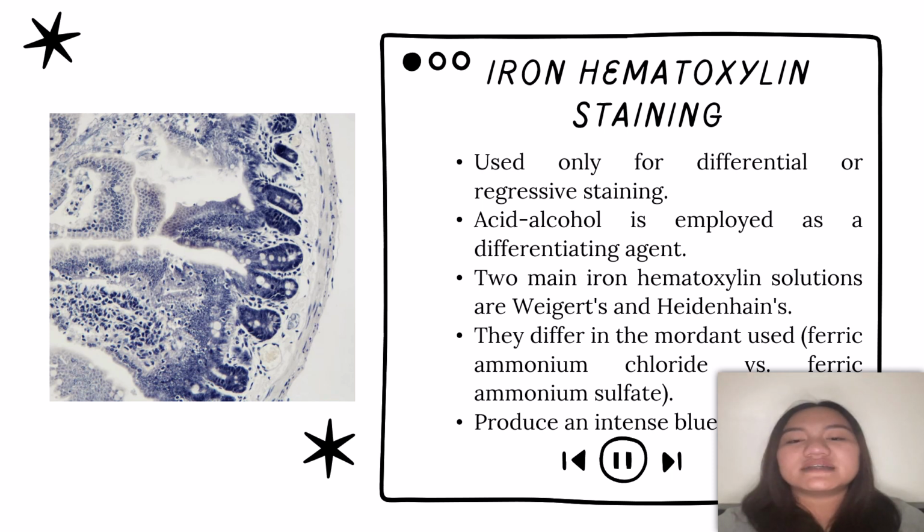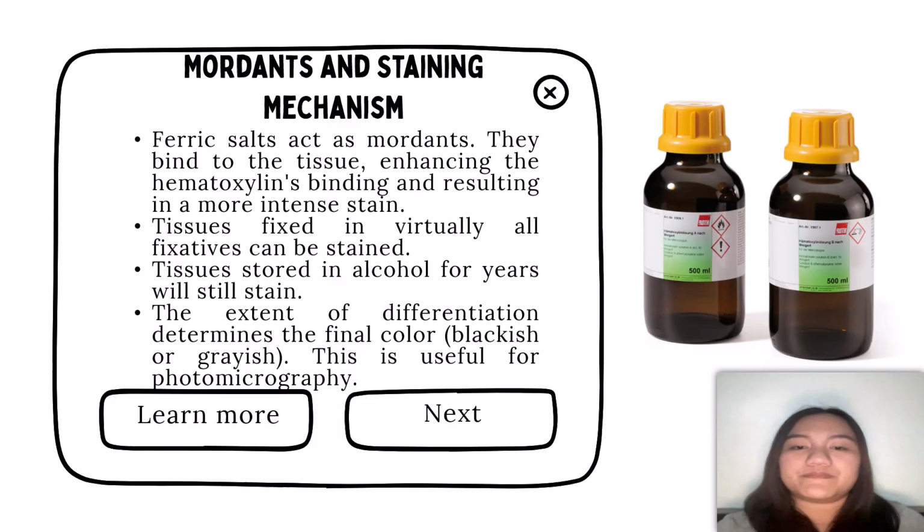Iron hematoxylin staining is used only for differential or regressive staining, because acid alcohol is employed as the differentiating agent. It has two main iron hematoxylin solutions, which are Weigert's and Heidenhain's. They also differ in the mordant used, ferric ammonium chloride versus ferric ammonium sulfate. They produce an intense blue-black color.